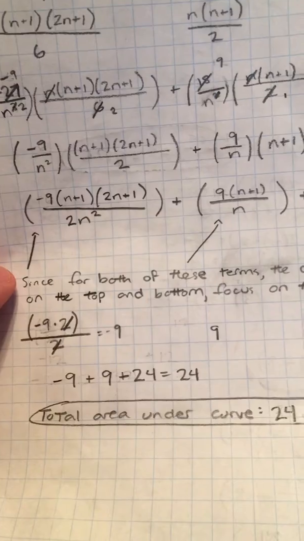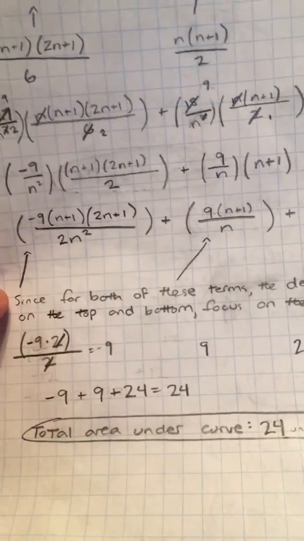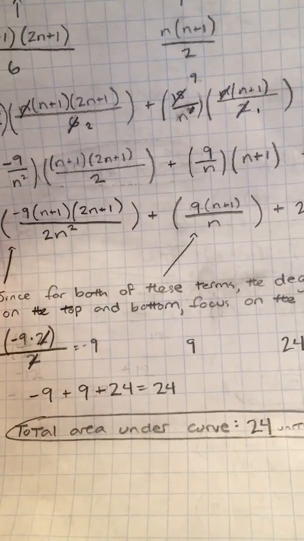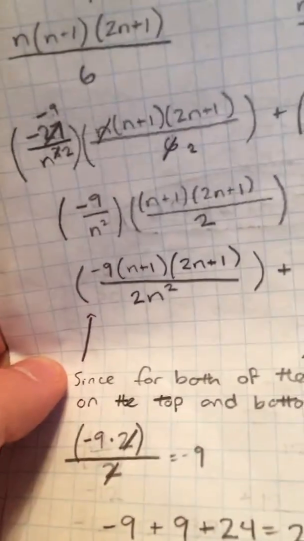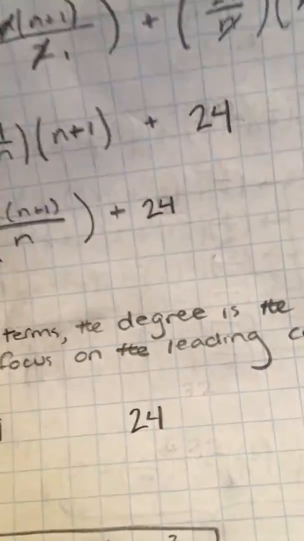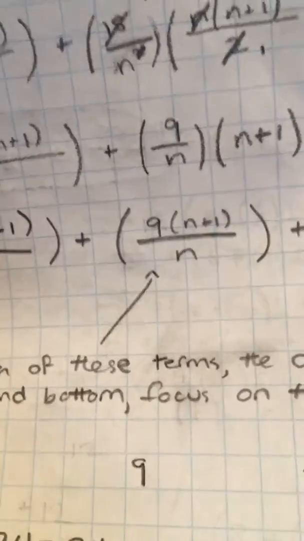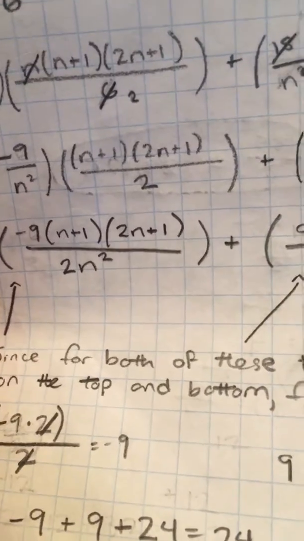Now, the important thing to know here is that as n gets infinitely larger, we only are able to focus on the leading coefficients if the degrees are the same on both the top and the bottom. They are for this term, they are for this term, and this term, we can ignore. It's always going to stay 24. Nothing is going to change with it. So here and here, we can only focus on the leading coefficients.